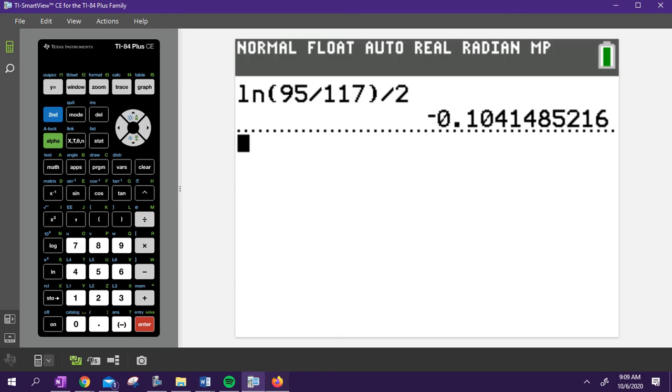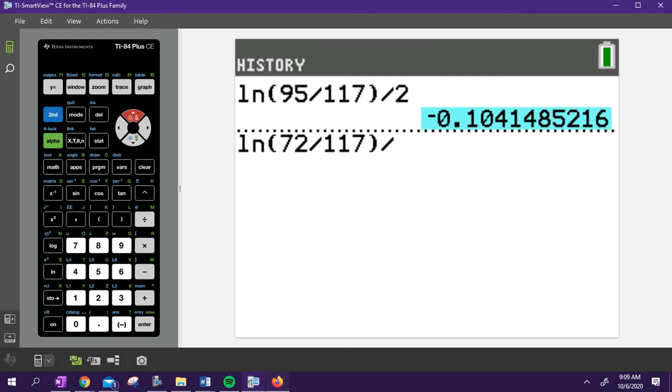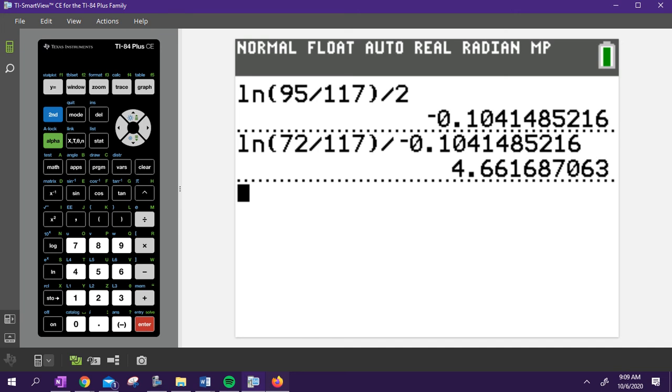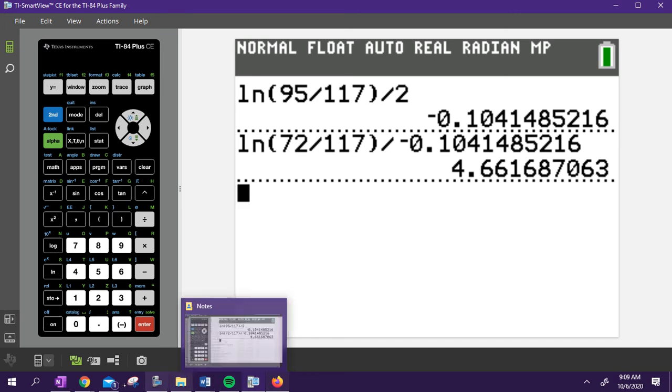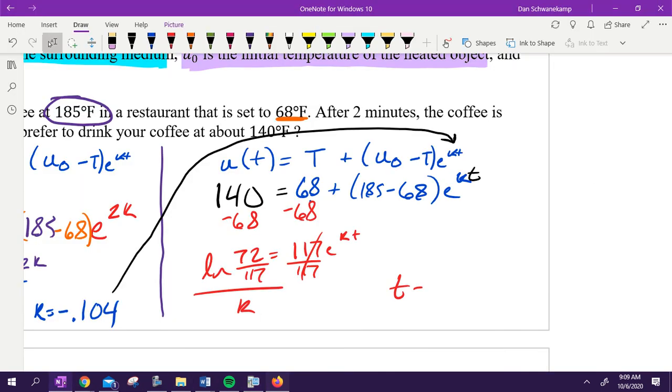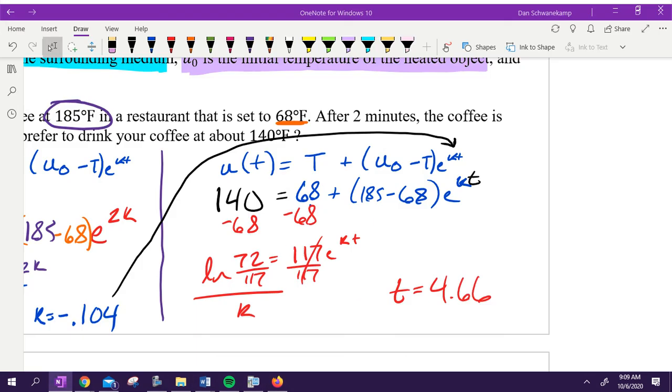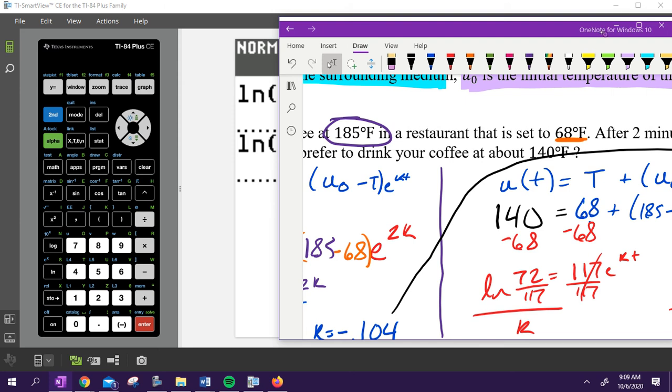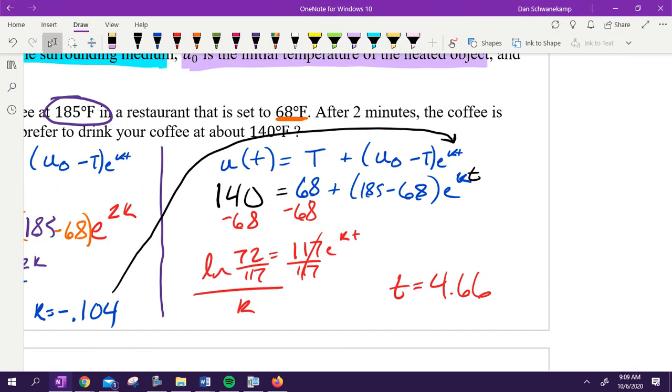So in my calculator, I'm doing natural log of 72 divided by 117, and I'm going to divide that all by my K value that I just found. My time is 4.662 minutes.